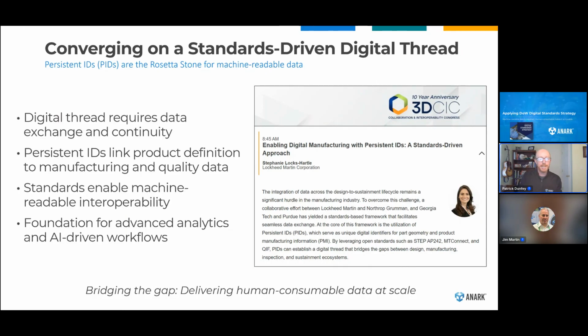So these persistent IDs link product definition from the engineering data to the manufacturing data to the quality data, so that you have a way to trace across the domains and provide cross-domain review and cross-domain machine readability, and really have a way to drive advanced analytics and AI-driven workflows. Really interesting stuff happening here. I think the key is how we plug the humans into this so that we can deliver human consumable data at scale.